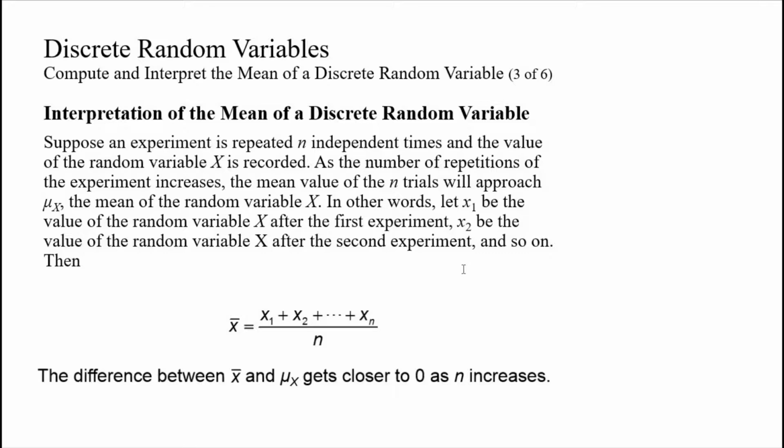In other words, let x1 be the value of the random variable x after the first experiment, and x2 be the value of the random variable x after the second experiment, and so on. Then x bar is going to be the addition of all of these values. We add them up and divide by how many values we have. The difference between x bar and mu sub x gets closer to 0 as n increases.